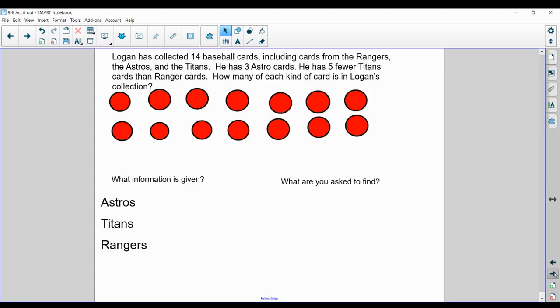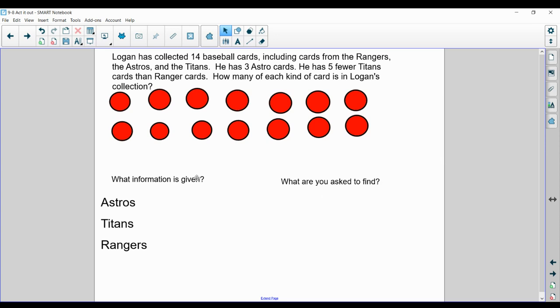So here's an example. Logan has collected 14 baseball cards, including cards from the Rangers, the Astros, and the Titans. He has 3 Astro cards. He has 5 fewer Titan cards than Ranger cards. How many of each kind of card is in Logan's collection? Okay, confused? Sure. Let's make sense of this.